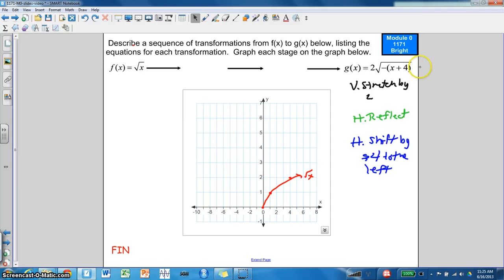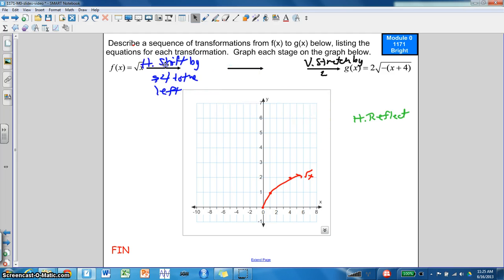In general, remember we said that you should try and do the horizontals first and the verticals last. So I'm going to put the vertical stretch last. And now I need to decide between these. Now, normally we would say that the horizontal shift should go first, and then the horizontal reflection, right? But now we have to be careful here because we have parentheses.